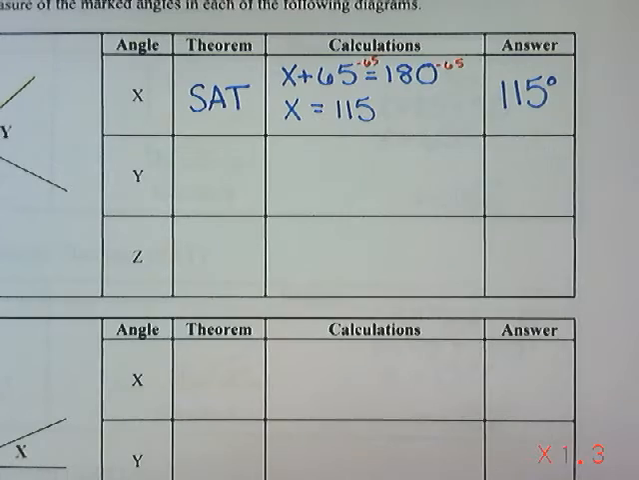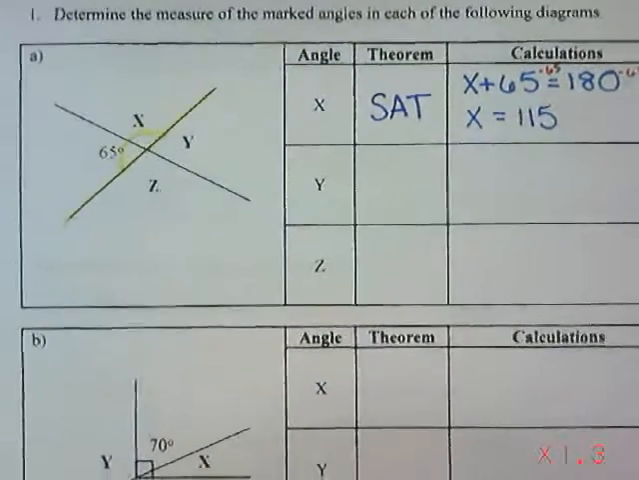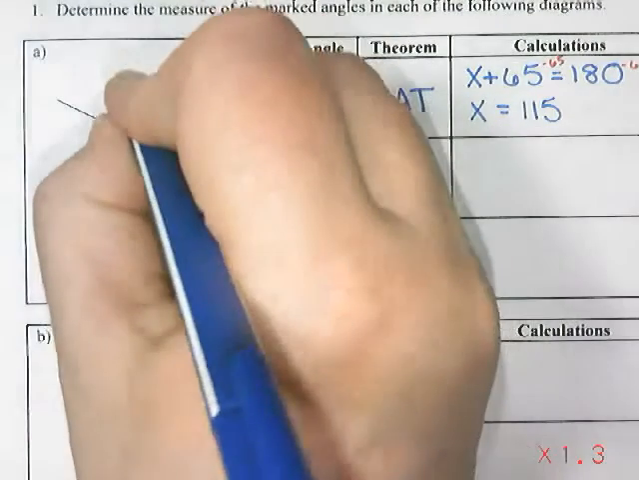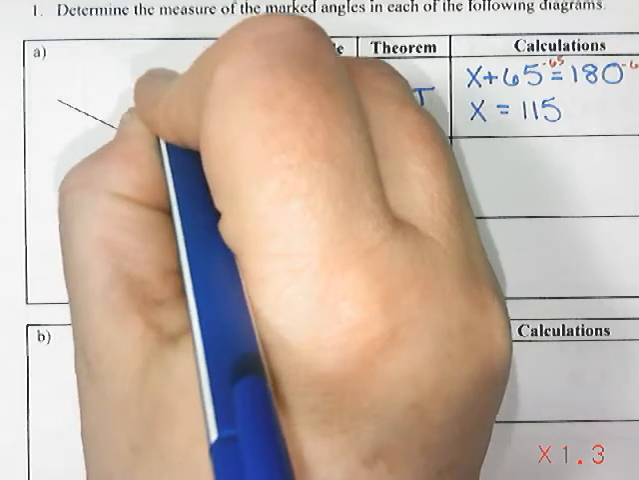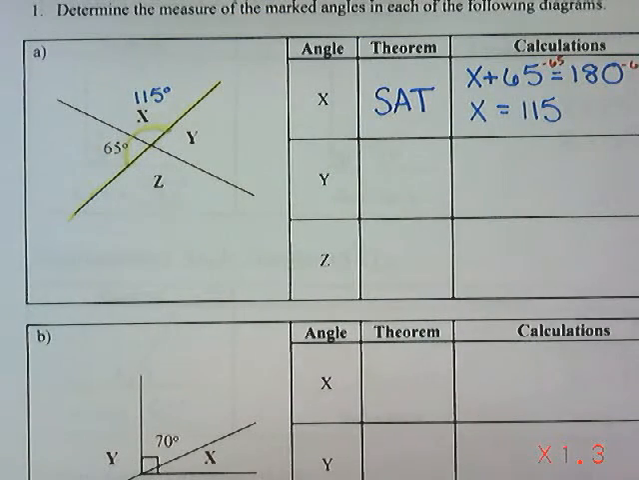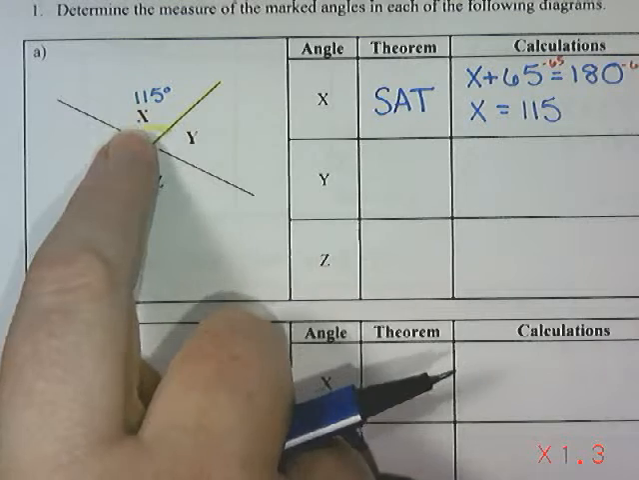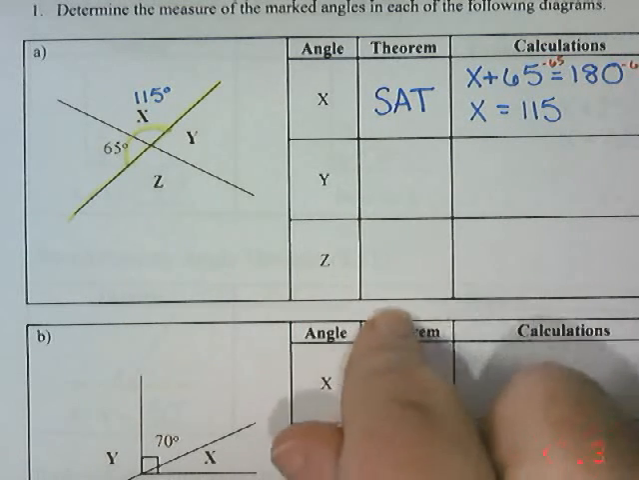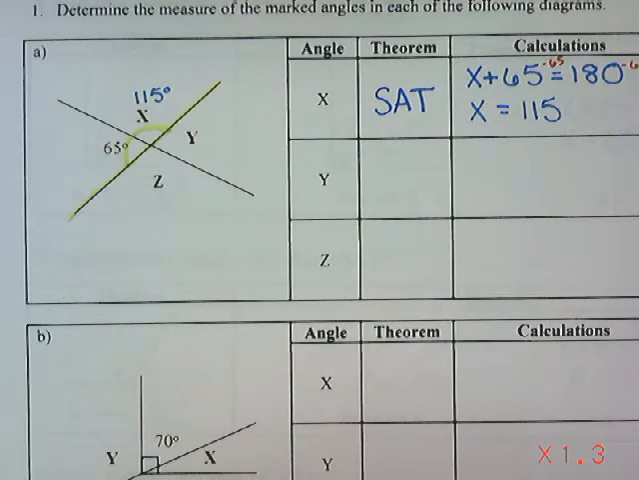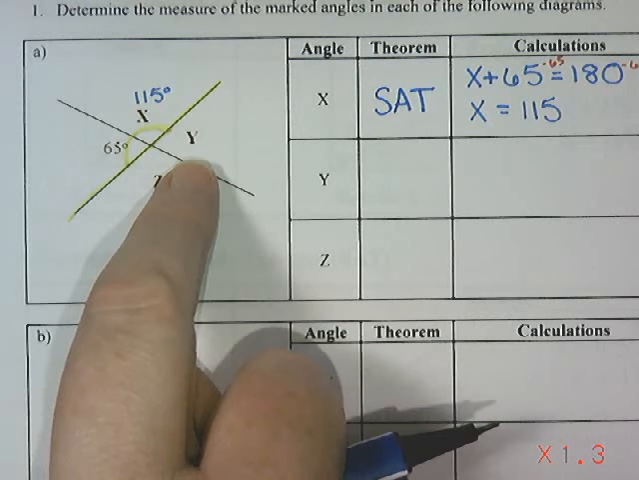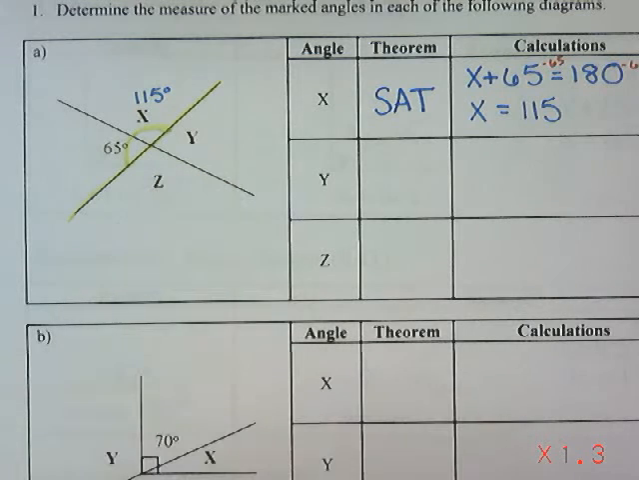That is X. Now, I recommend as you work through the question that you label the numbers on your diagram because you might need to use that number to calculate the next part. So we've done X, and there's no rule that says you have to do them in order, but I usually try if I can. I'm looking at Y, and there is more than one way that I could find Y.